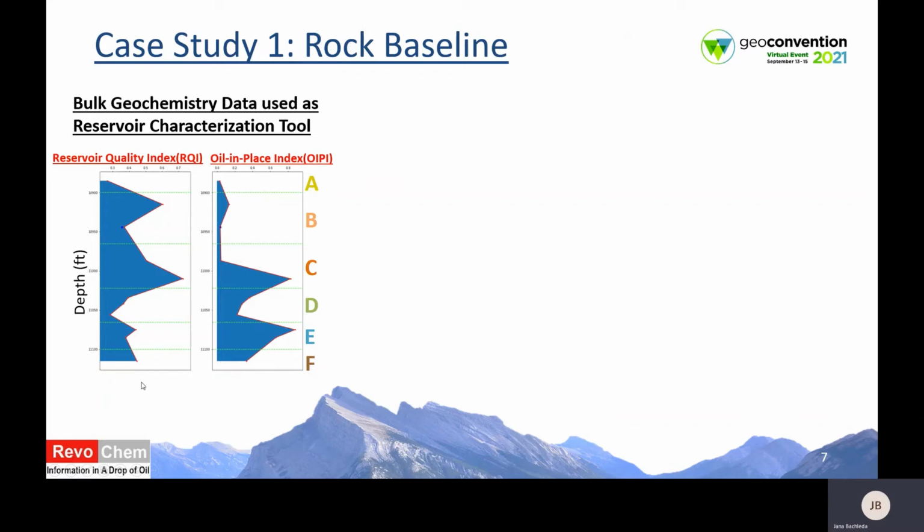Now, what you're looking at here on the left is our reservoir quality index. When we calculate the reservoir quality index, we look at the Leiden loss as an indicator for permeability. The more permeable the rock, the more Leiden loss it has. On the right, you can see our oil in place index. We look at the total hydrocarbon extracted per mass of rock to calculate the oil in place index.